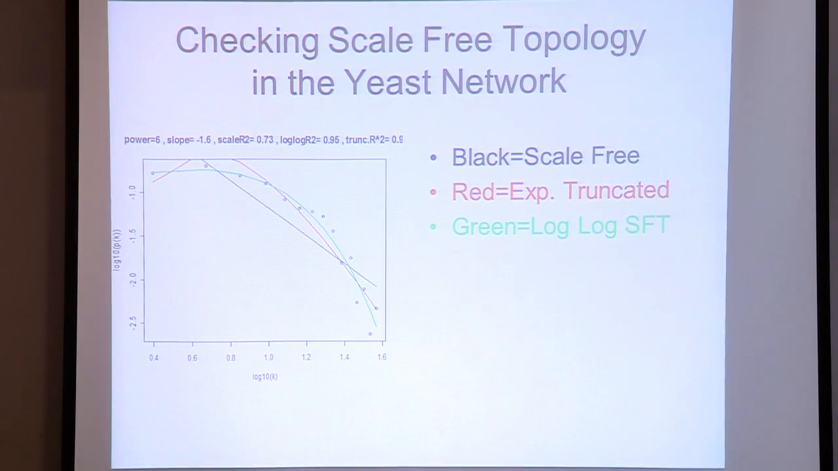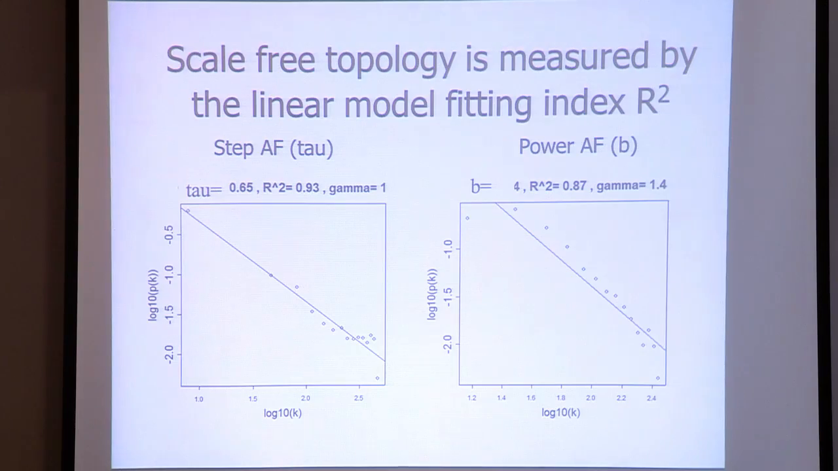Let me mention already that there are many networks that do not satisfy scale-free topology. So for example, here I have a yeast co-expression network, and notice the dots don't form a straight line, they form a quadratic relationship. So just be aware that co-expression networks do not always satisfy a scale-free fit.